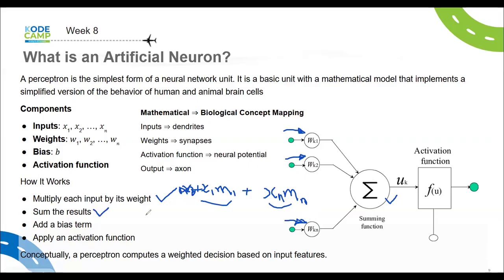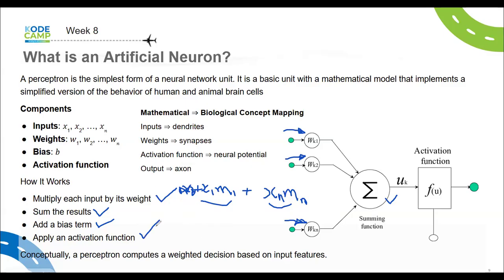So these results are then summed. And then the bias term is added. So the bias term is representing kind of a predisposition of that cell to being triggered. So you can think of it as a potential, but bias is a really good word for it. And then the activation function is applied.